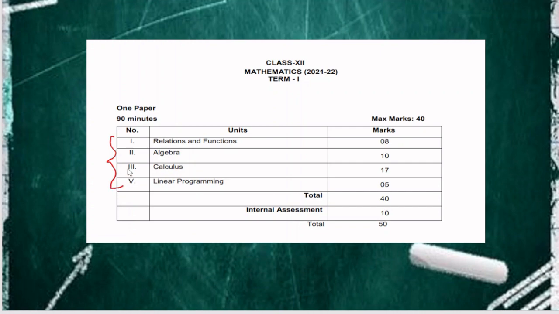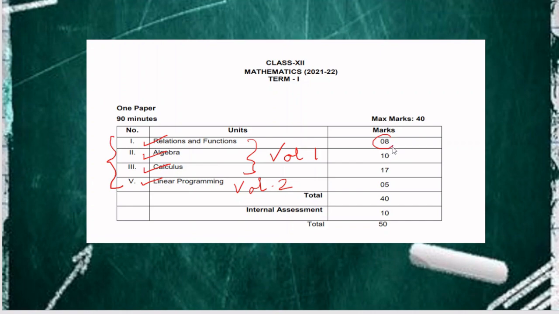There are 4 units. First one is relation and function. Second is algebra, which consists of matrix and determinants. Third is calculus, and your 5th unit, this is the 5th unit, but for the first term this is the 4th unit, linear programming. That means the entire volume 1. This portion is your entire volume 1 and this is from volume 2. The linear programming is from volume 2.